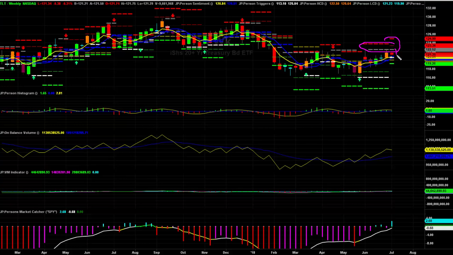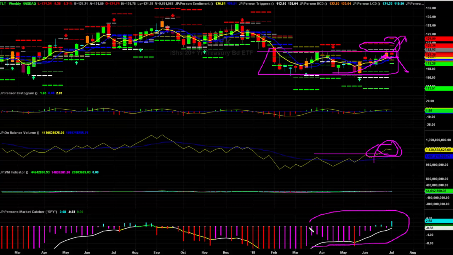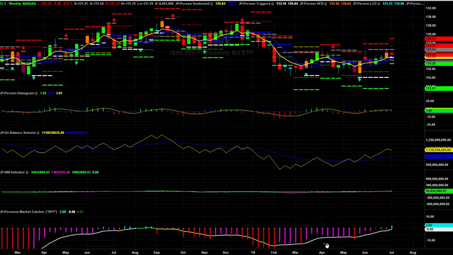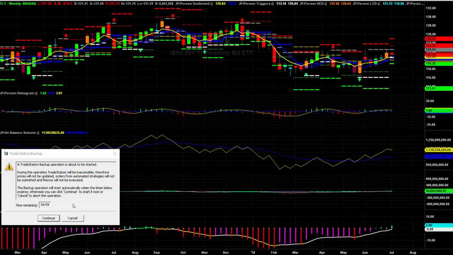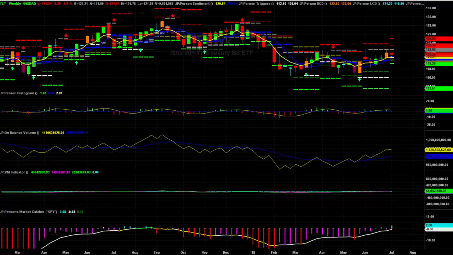If it holds and the market fails and closes back down underneath last week's low, we're more than likely just in a little box trading range. But volume here gives us the edge that handicaps that bonds could see some further gains to the upside. And the relative strength tool, the Person's Market Catcher, is also highlighting that bonds are outperforming the rest of the market. So we're going to do an update here and a backup.